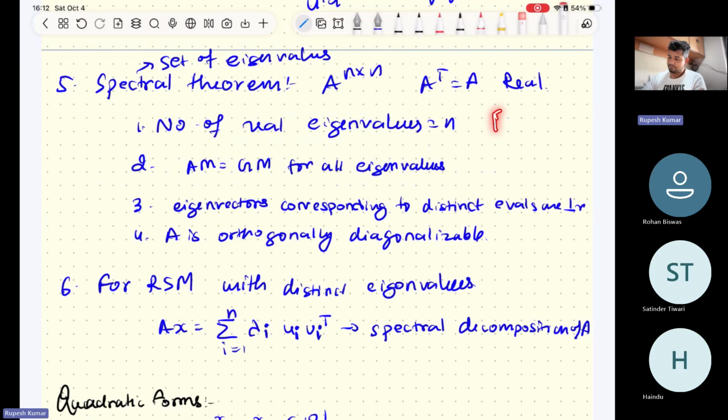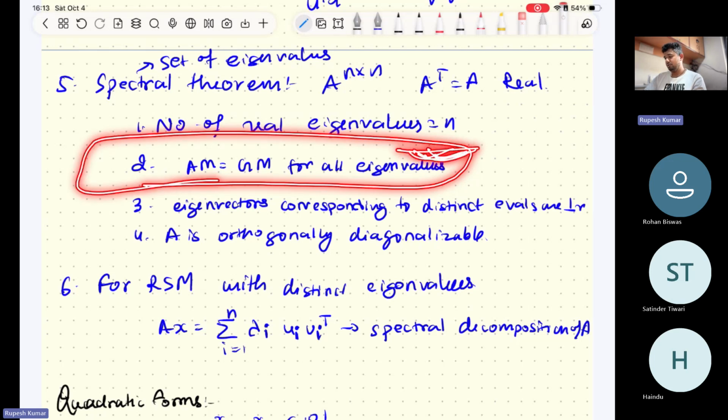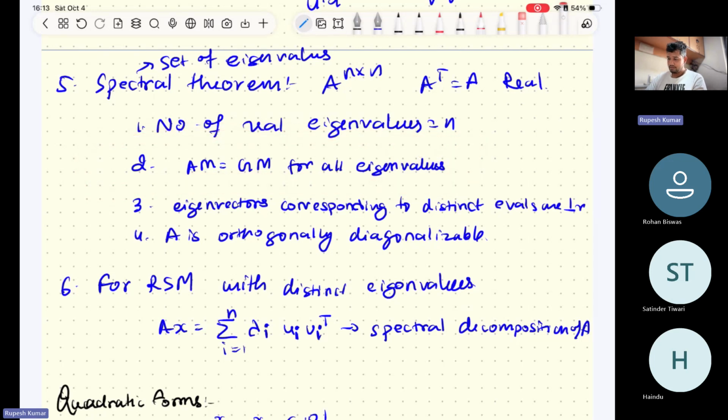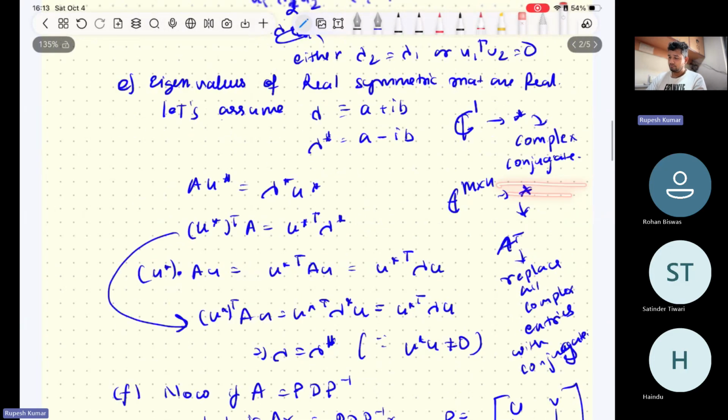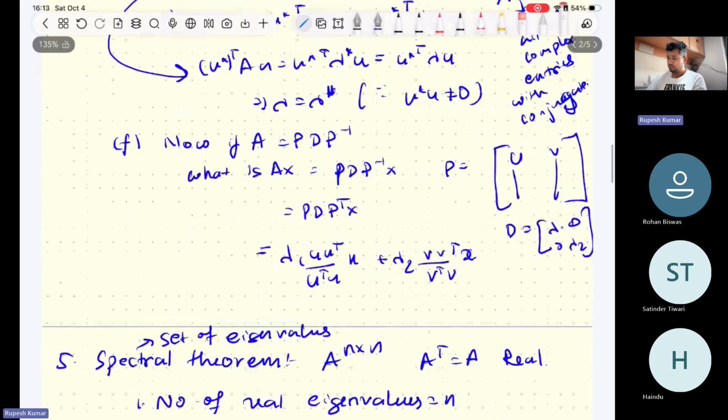The matrix P, which contains the eigenvectors, is an orthogonal matrix. This means all the eigenvectors are orthogonal. You don't need to think of anything else, you just have to think of whether it is diagonalizable or not. If you can prove that, then you will see that this is true. Eigenvectors corresponding to distinct eigenvalues are perpendicular, which we already saw using this proof.